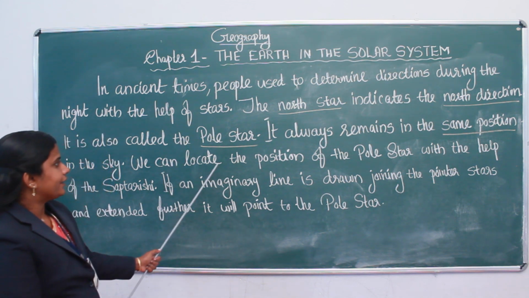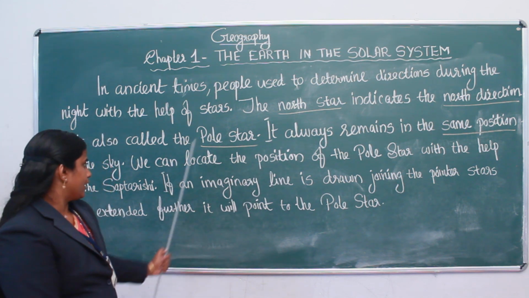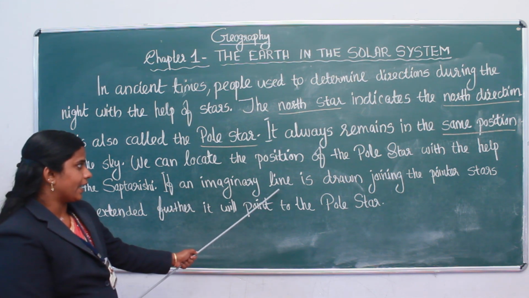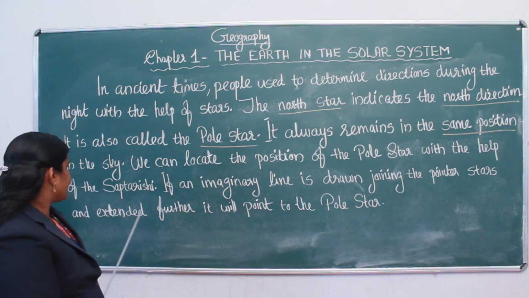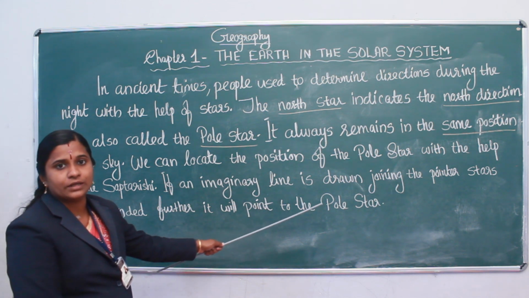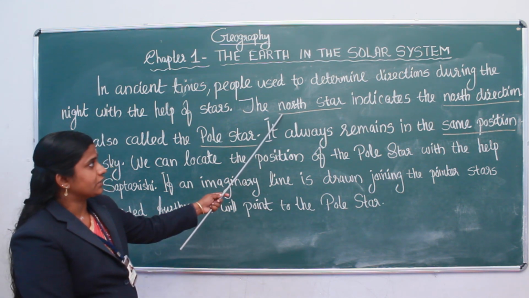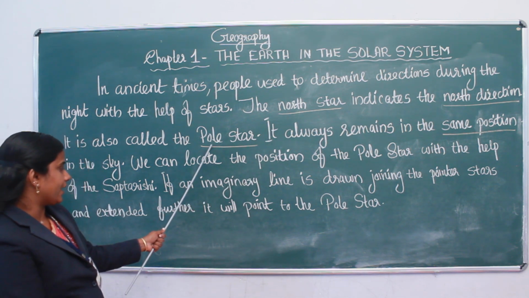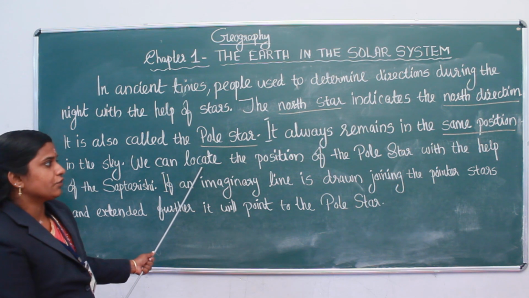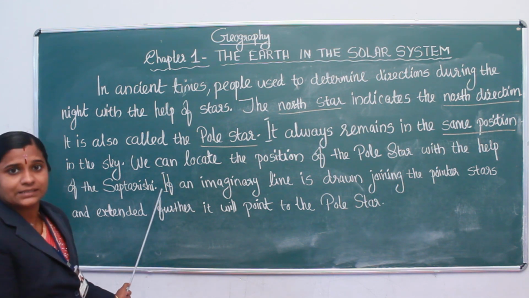How can we locate the position of the pole star? If we draw an imaginary line joining the pointer stars and extend it further, it will point to the pole star. So, the North Star indicates the north direction. It is also known as the pole star. We can locate the position of the pole star with the help of the Saptarshi.